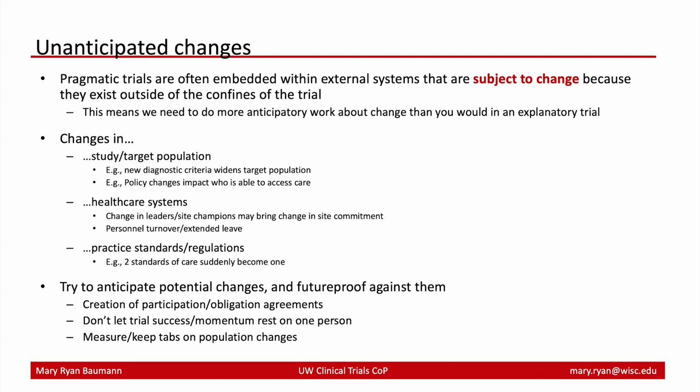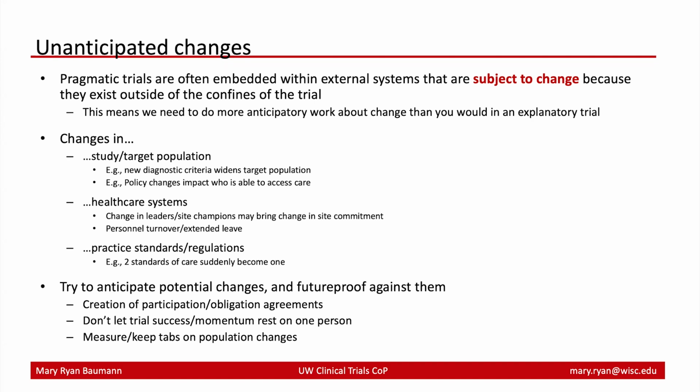So we need to do a little bit more anticipatory work about those changes and understand what our game plan is going to be and how it might affect the trial. So you could expect changes in the study or target population in your trial. You might have new diagnostic criteria that come out that widen the target population that you weren't necessarily anticipating when you started the trial. Or you might have policy changes that impact who is able to access care. So for example, Medicaid expansions or Medicaid retractions would impact who exactly is part of your system.